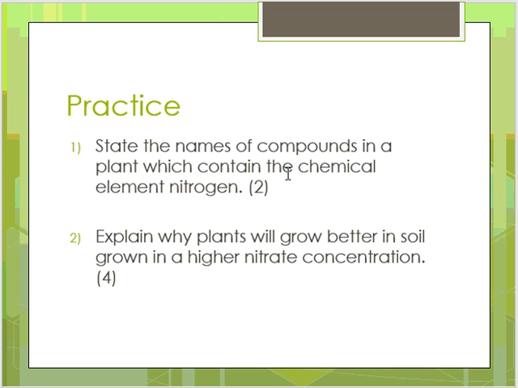The first couple questions on your sheet. State the names of the compounds in a plant which contain the chemical element nitrogen, and then explain why plants grow better in soil grown at a higher nitrate concentration. That is worth 4 marks, so make sure you have 4 pieces of information written down. You can pause the video and take a couple minutes to do that.